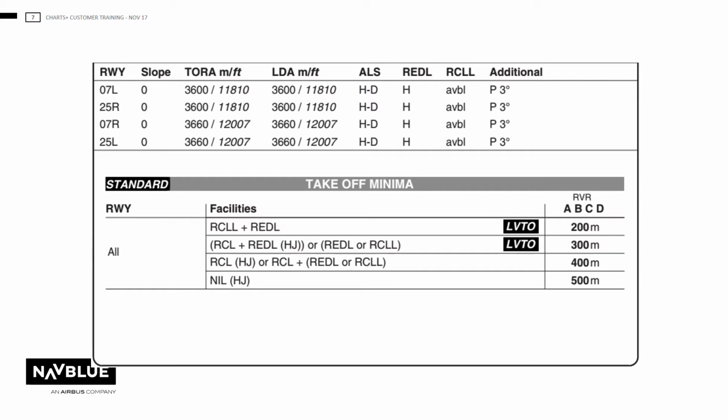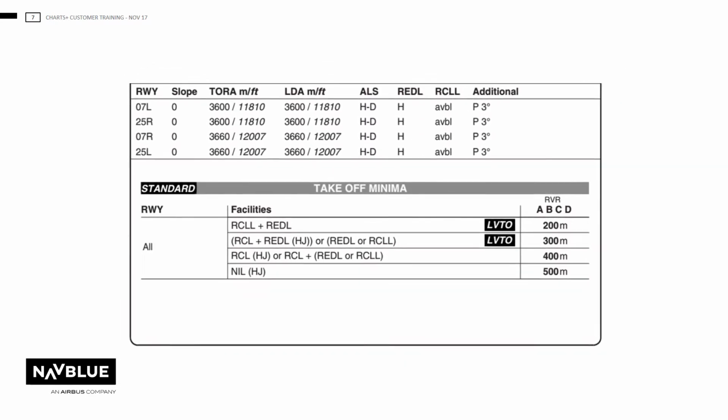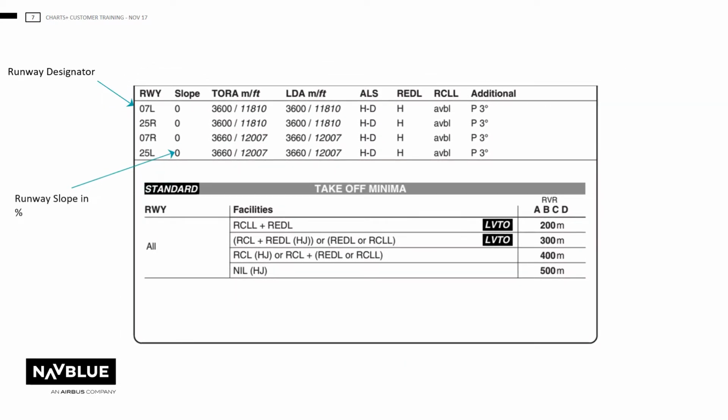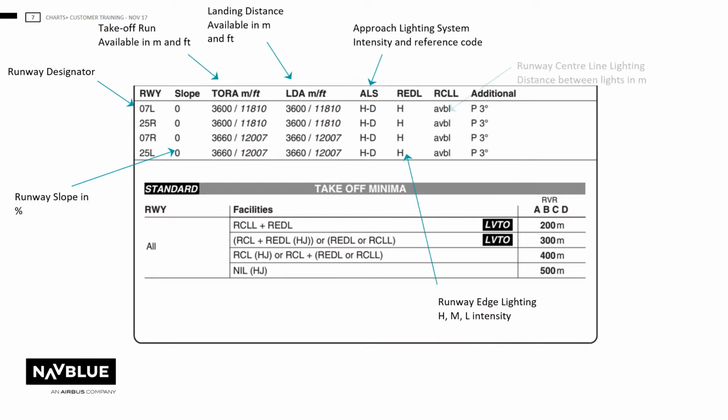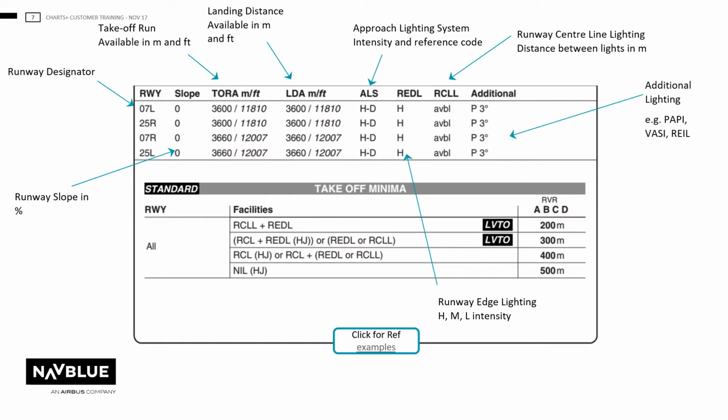The runway and lighting table. Runway designators will be shown in pairs, starting with the lowest runway. The runway slope will have a plus or minus to distinguish between up or down runway slope, plus for uphill and minus for downhill.